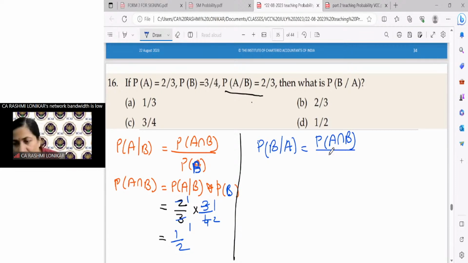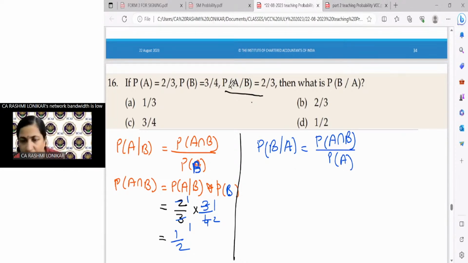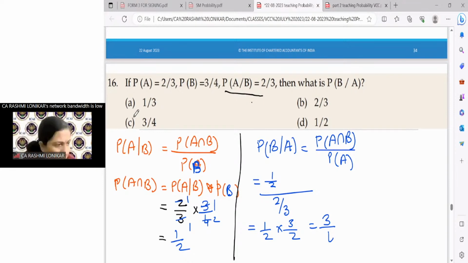Now P(B given A) is P(A intersection B) upon P(A). Do I have the value of P(A)? Yes. And do I have A intersection B? Yes, I've just found it out. So this will be equal to 1 by 2 upon, what is P(A)? 2 by 3. So this will be 1 by 2 into 3 by 2, which is equal to 3 by 4. So C will be the answer. 16th, 3 by 4. Yes.